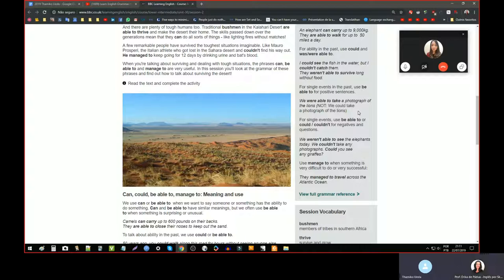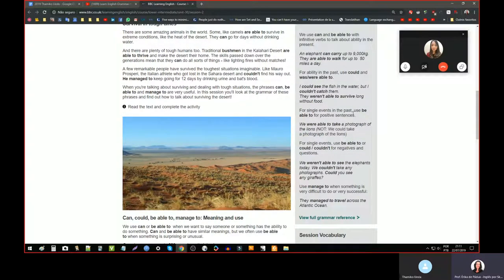Because the verbs can and could are very limited. You can't do much with them. If you want to talk about, I don't know, something continuous, I guess, or something in the future, you cannot use can and could, right?